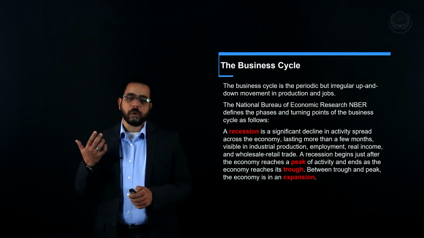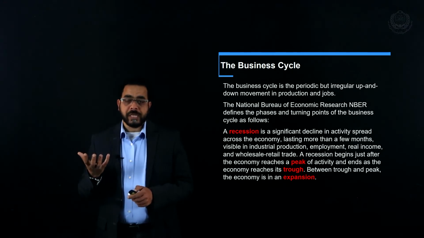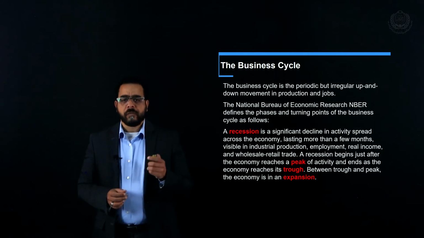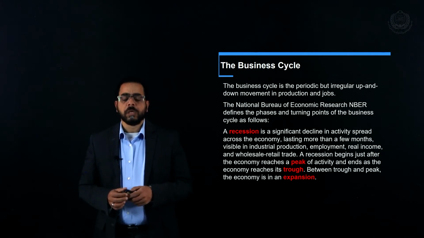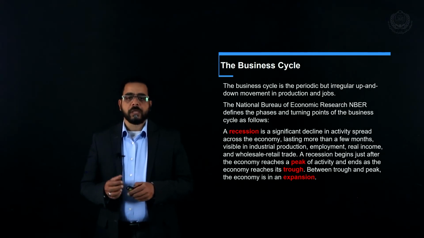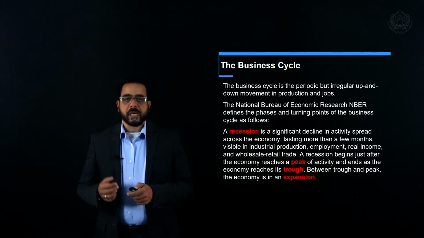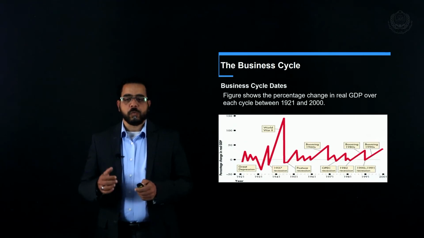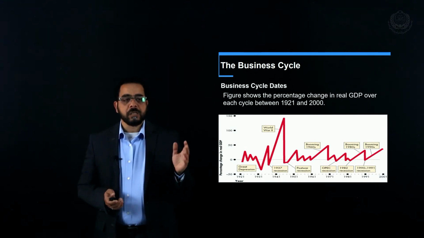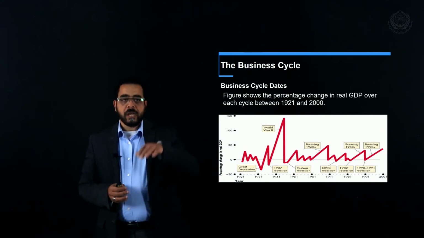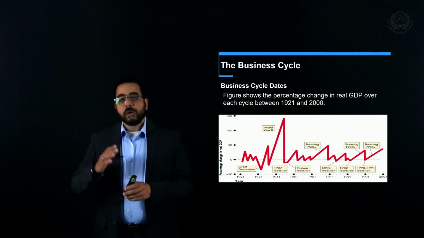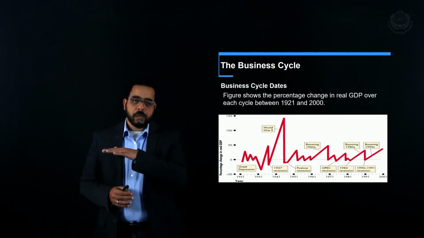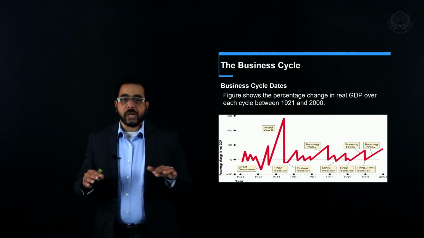Before we go to understand how we calculate unemployment, let's take a look at the history of the business cycle in the States. This graph is showing us the business cycle in the States between year 1921 and year 2001. As you can see, ups and downs in the economy. On the y-axis we have the percentage change in the real GDP, which is the economic growth. On the x-axis we have the timeline.